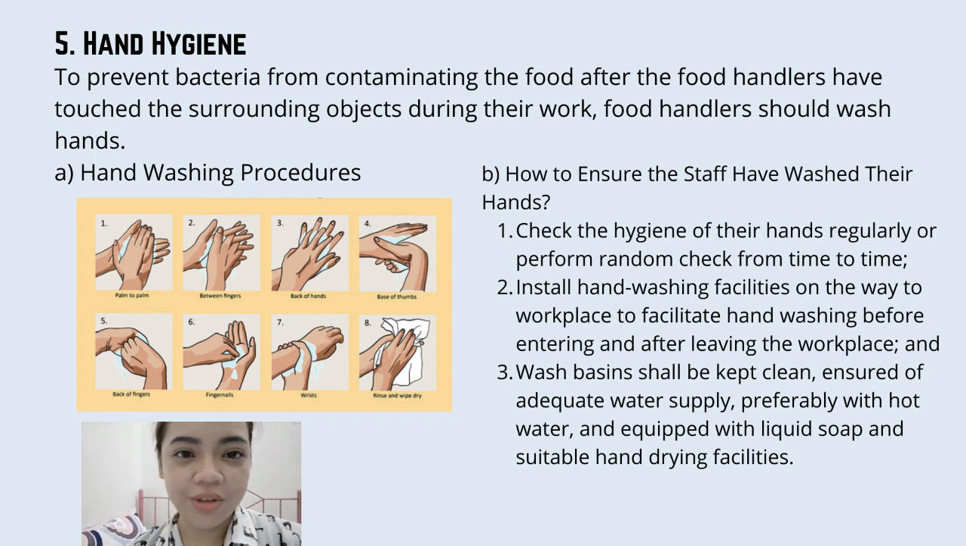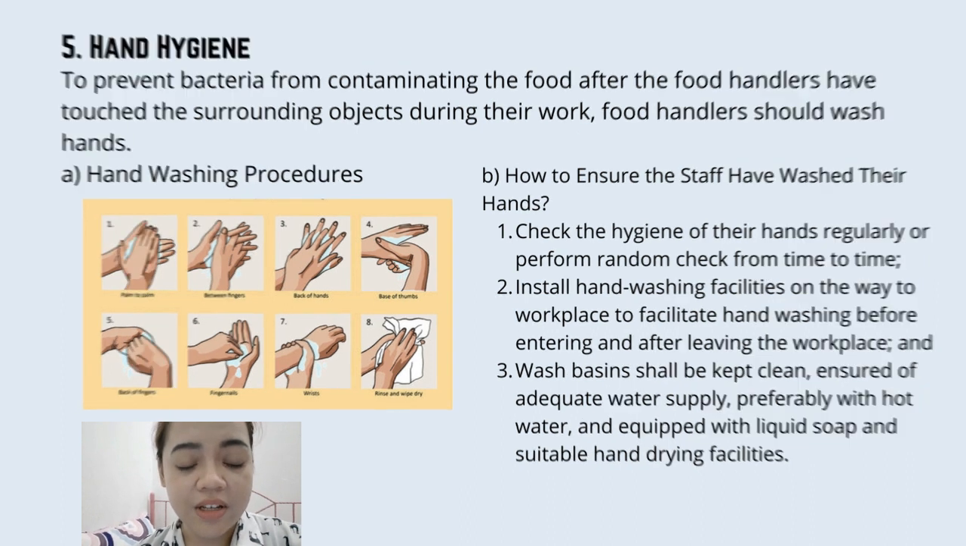B. How to ensure the staff have washed their hands. 1. Check the hygiene of their hands regularly or perform random checks from time to time. 2. Install hand washing facilities on the way to the workplace to facilitate hand washing before entering and after leaving the workplace. 3. Wash basins should be kept clean, with adequate water supply, preferably hot water, and equipped with liquid soap and suitable hand drying facilities.